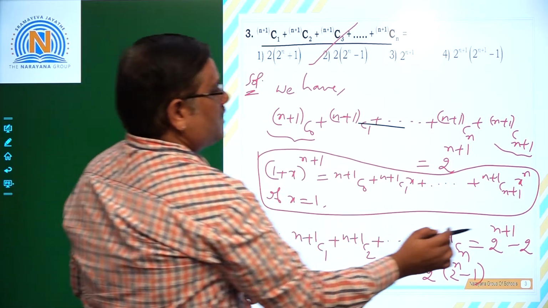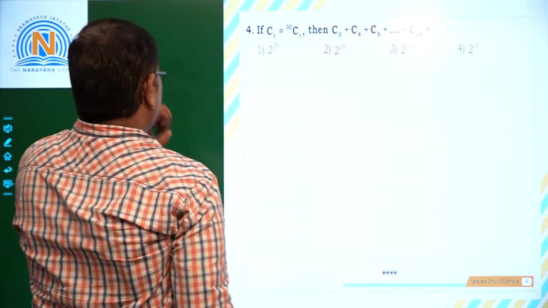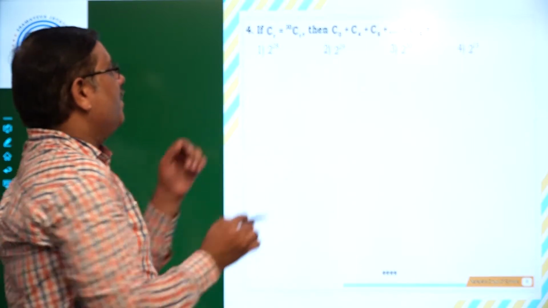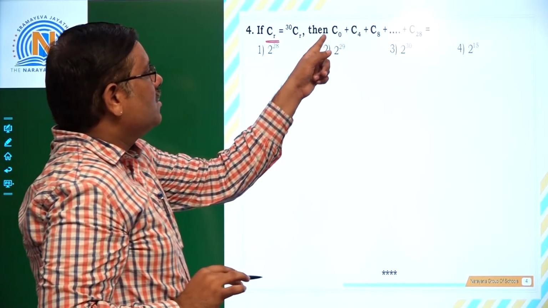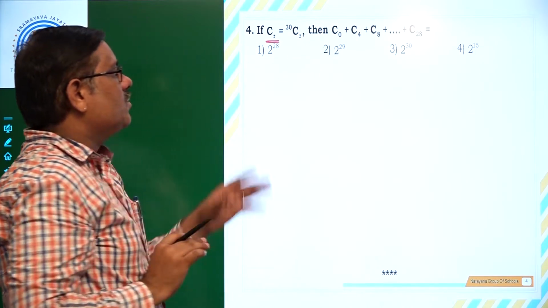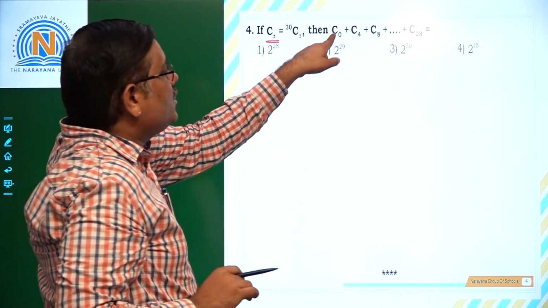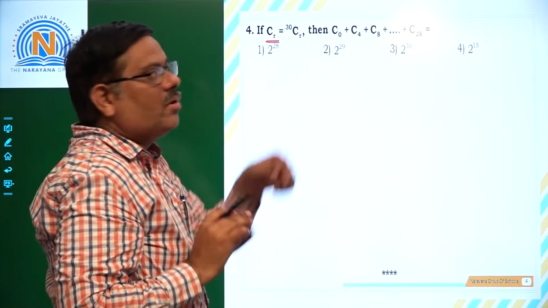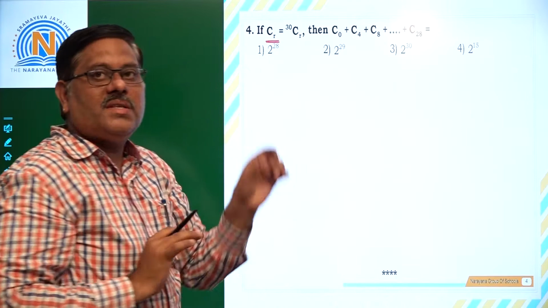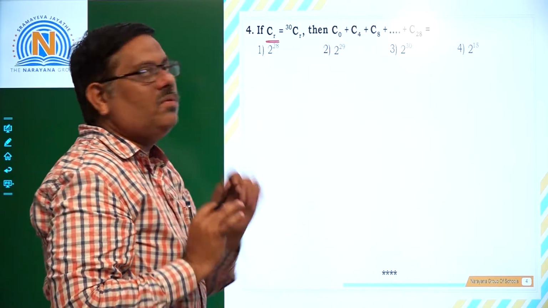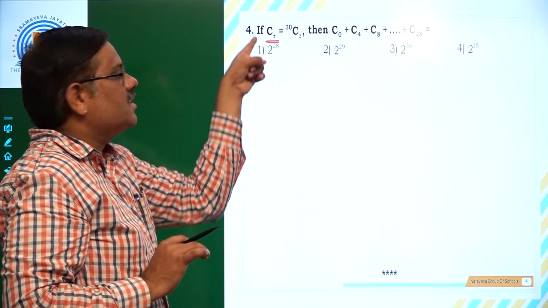Okay. Now let us see the next question. If Cr is 30 Cr, if Cr is given, you understand it as 30 Cr. That's the point here. So C0 plus C4 plus C8 plus and so on plus C28 is how much? C0 means 30 C0. C4 means 30 C4. C8 means 30 C8. C28 means 30 C28. That is how we have to read it. That is the meaning of this.